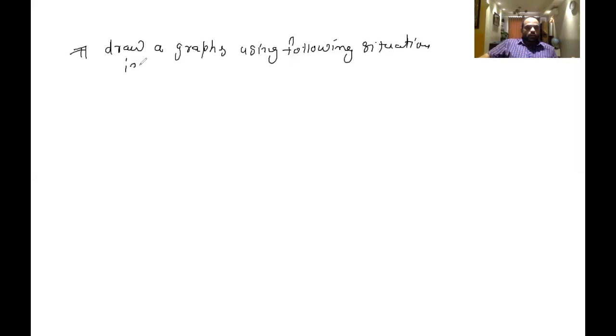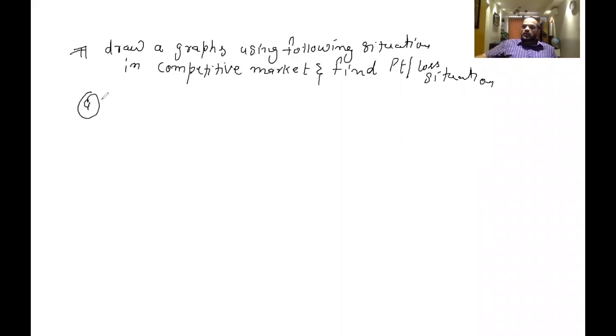So for example, I can ask you to draw a graph using the following situations in a competitive market and find the profit or loss situation, right?